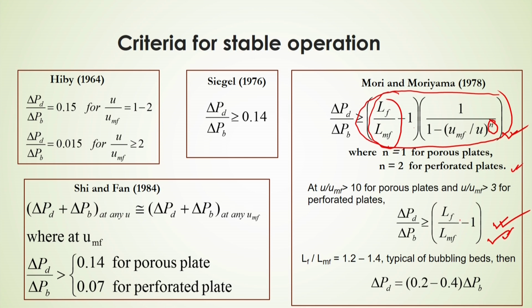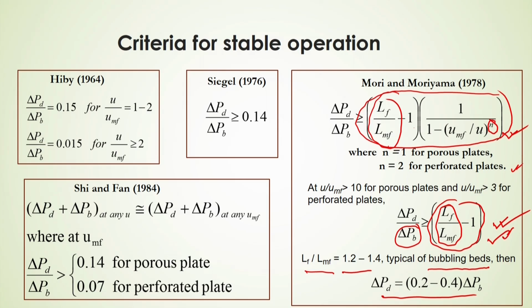as this equation: delta Pd by delta Pb should be greater than or equal to LF by LMF minus 1, into delta Pb. So in this case you only need to know the height of the fluidized bed and the height of the bed at minimum fluidization condition, from which you can calculate the distributor pressure drop. And if this ratio of fluidized height to minimum fluidization height is within the range of 1.2 to 1.4, typical of bubbling beds, then the distributor pressure drop should be within 20 to 40% of the total bed pressure drop.